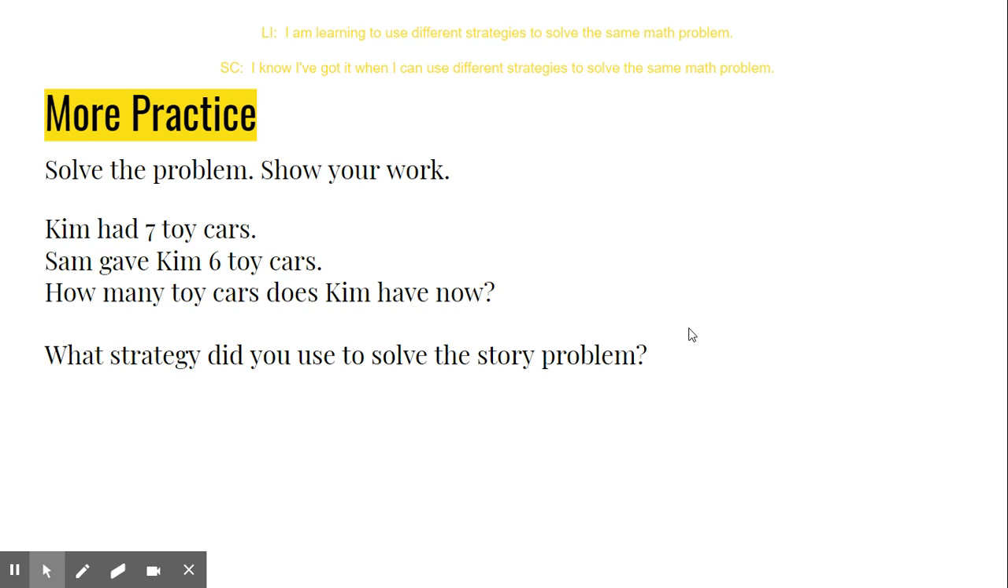Take some time to solve this on your own. If you find one way to solve it, think of another. What strategy did you use? Do you have another strategy you could use? Which strategy works best?